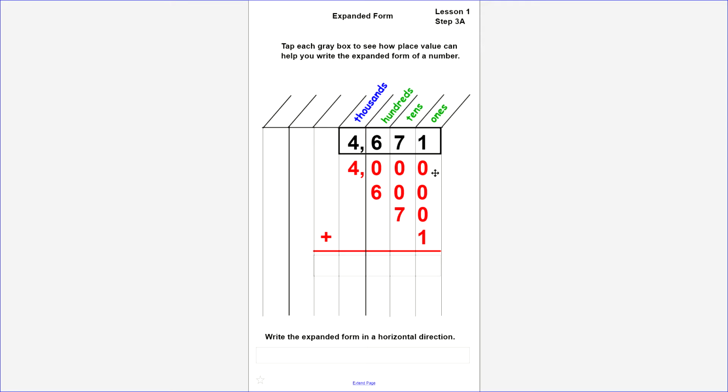If I were to add 4,000 plus 600 plus 70 plus 1 all together, I would see that that equals 4,671, because these are all the values of each digit. When you add them together, it equals the total number, or the number written in standard form. If I wanted to write the number 4,671 in expanded form, it would look like 4,000 plus 600 plus 70 plus 1.